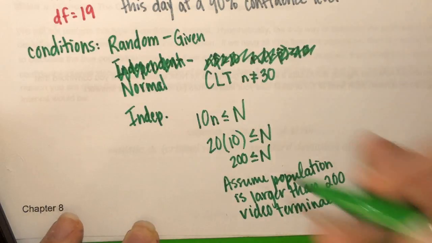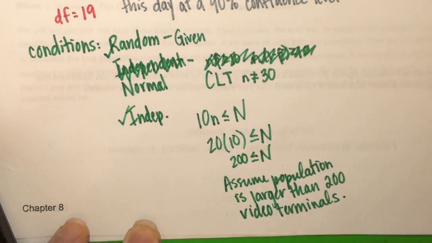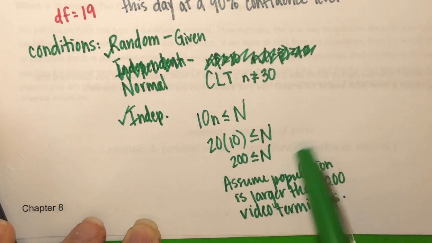Okay, but again, so yes, we're happy with random. Independent sounds good. Normal, we are not happy with. We need to be happy.